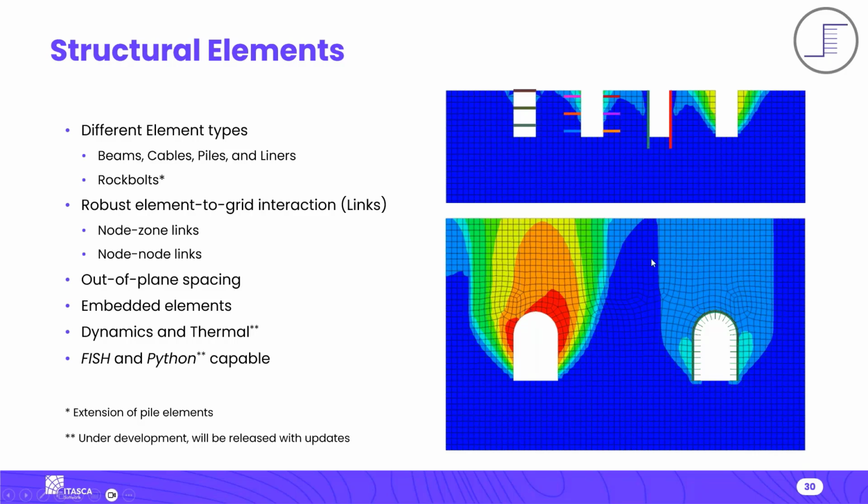The image on the right is just a toy example showing, on top, the different types of linear elements. On the far left we have beams, supporting an open excavation, cables inside the material, and then a pile wall. And then below this model are the liner elements, which are lining, such as something like shotcrete in a tunnel.